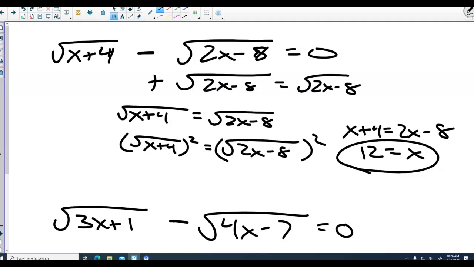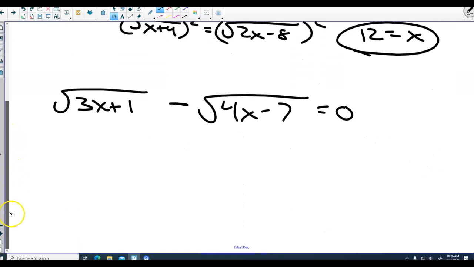12 plus 4 is 16. The square root of 16 is 4. 2 times 12 is 24 minus 8 is 16. The square root of 16 is 4. Both of them are 4. 4 minus 4 equals 0, so it must be correct.